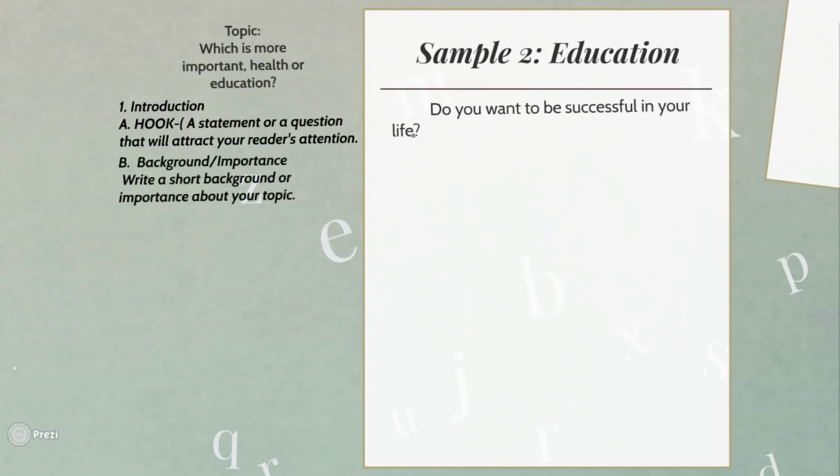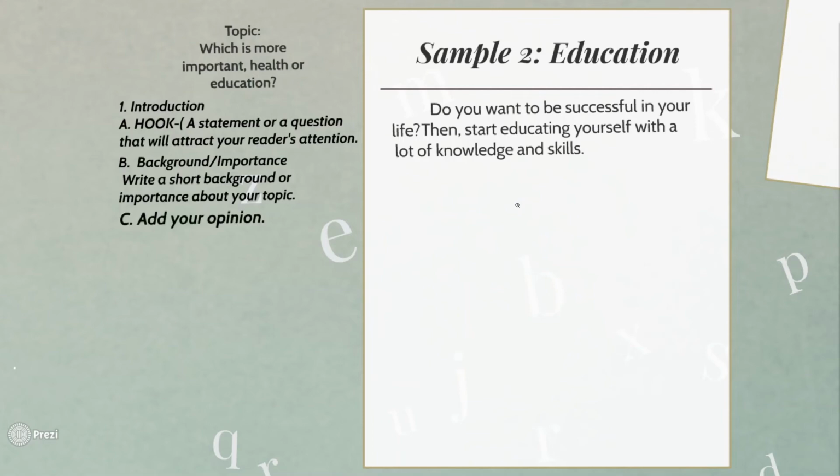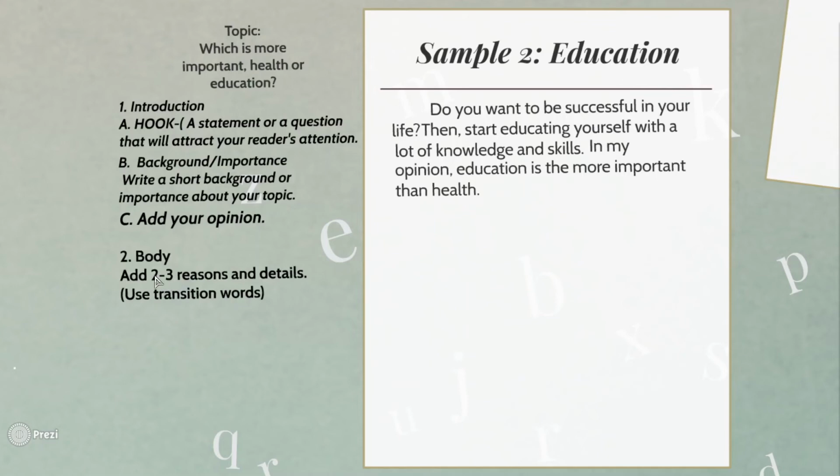The next sentence should be a background or importance. So you write a short background or importance about the topic. So let's talk about it. Then, start educating yourself with a lot of knowledge and skills. So that's a background. And finally, letter C is, you now add your opinion. So you will say, in my opinion, education is more important than health. Now, you're going to go to the body.